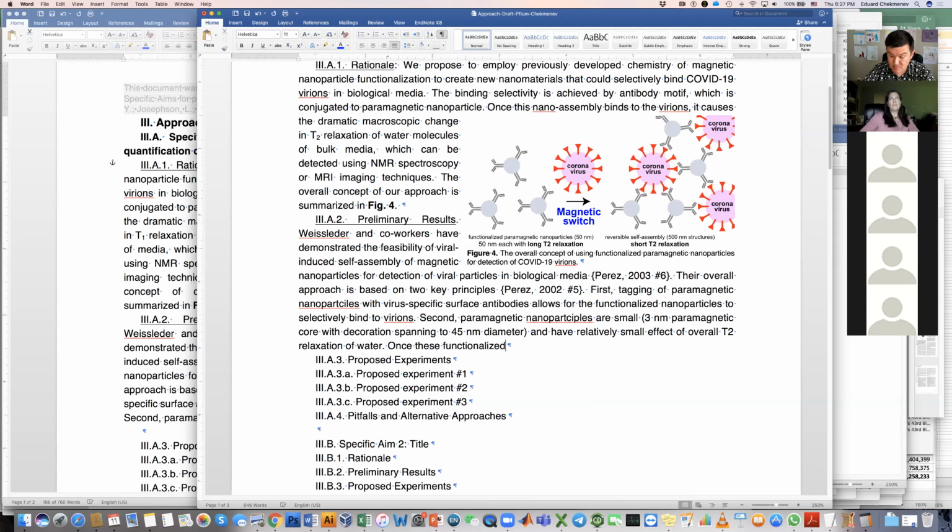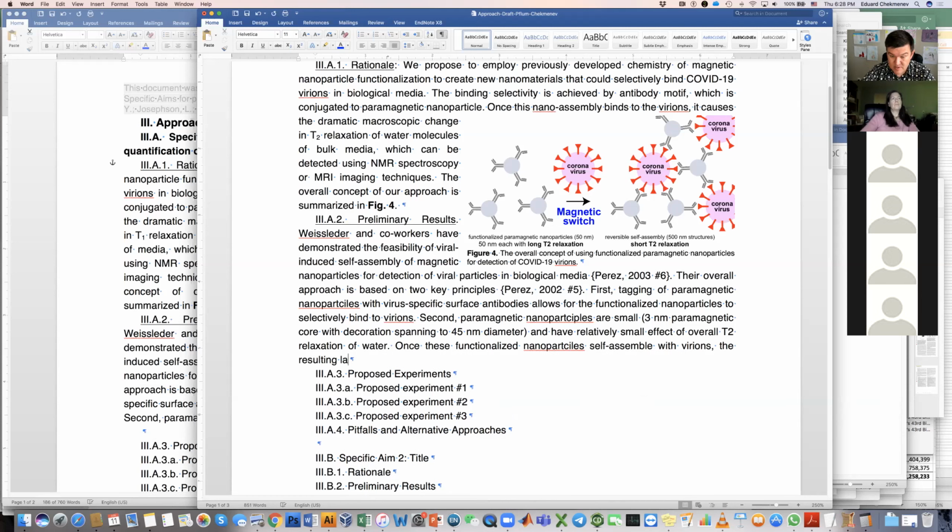Once these functionalized nanoparticles self-assemble with virions, the resulting larger, but still sub-micrometer structures significantly alter T2 relaxation of the surrounding water molecules.